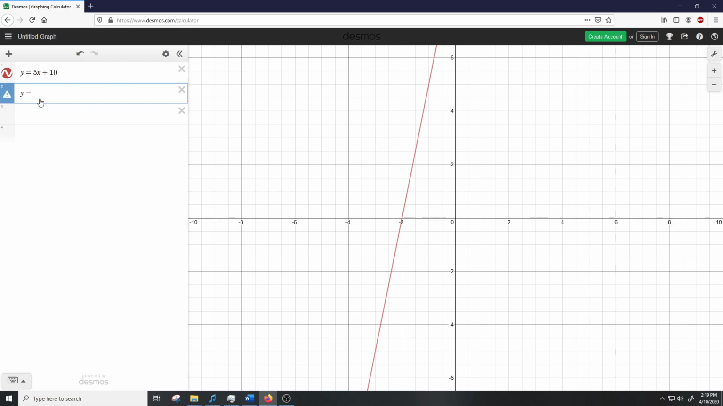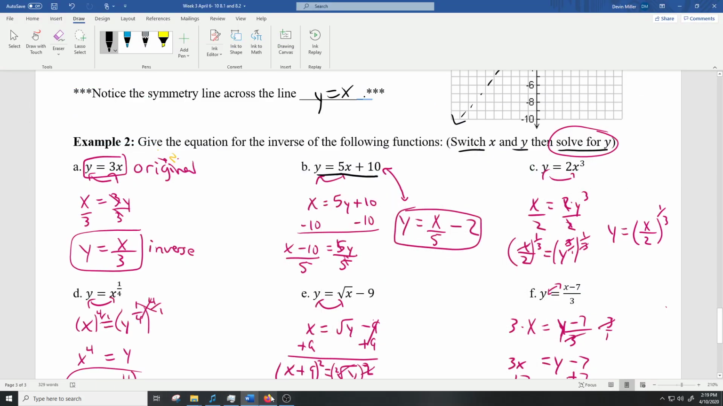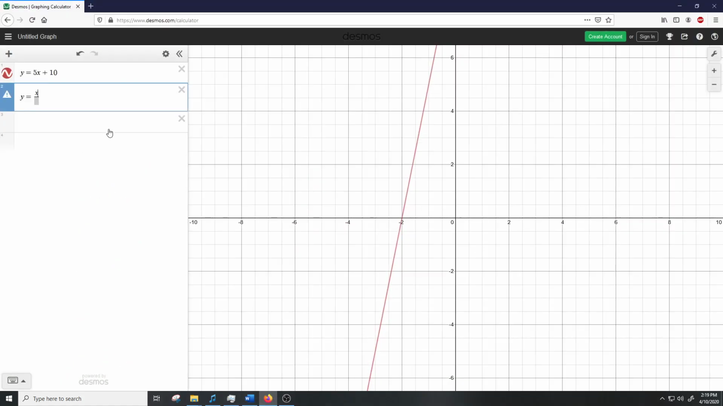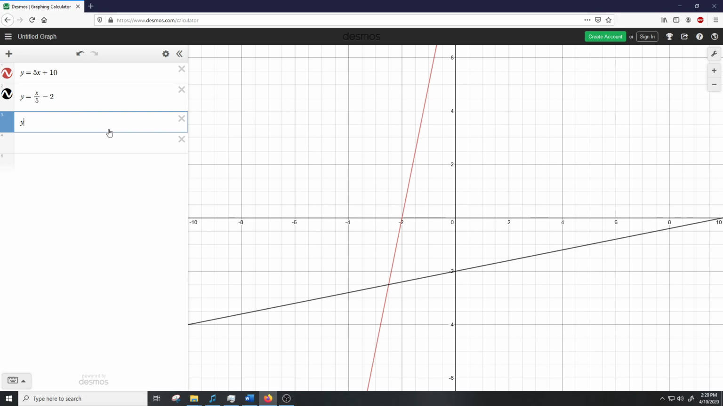So there's 5x plus 10, and the other one is x over, what was it, 2? X over 5 minus 2. There we go. Over 5 minus 2. There you go. And again, I'll put in the y equals x. So you can see it goes right through the middle and cuts it right in half.